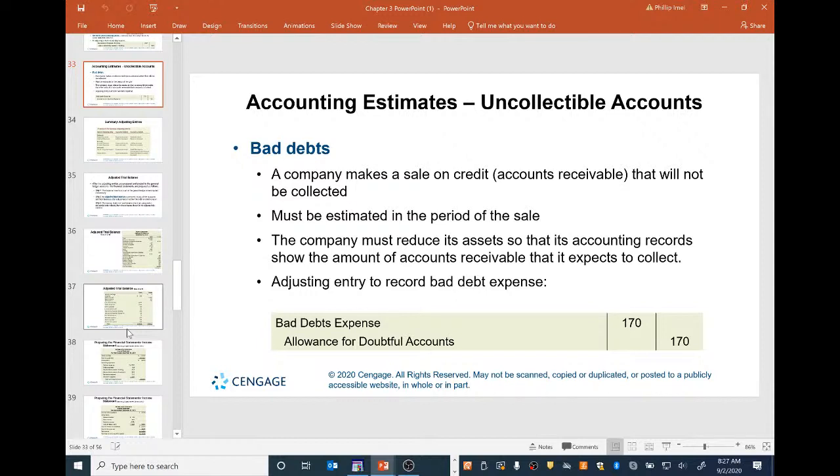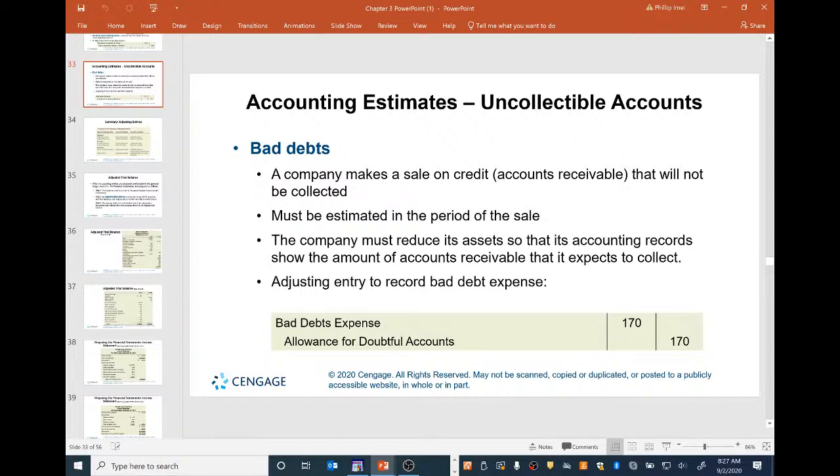So once again, this is the matching concept, right? So this is going to be known as the allowance method. There's a direct write-off method for recognizing bad debt expense, which departs from GAAP, okay? Because it doesn't match the bad debt expense within the period of the sale. Then you have the allowance method, okay? So we're going to be concerned with the allowance method here. And once again, this is just so it's estimated in the period of the sale, okay?